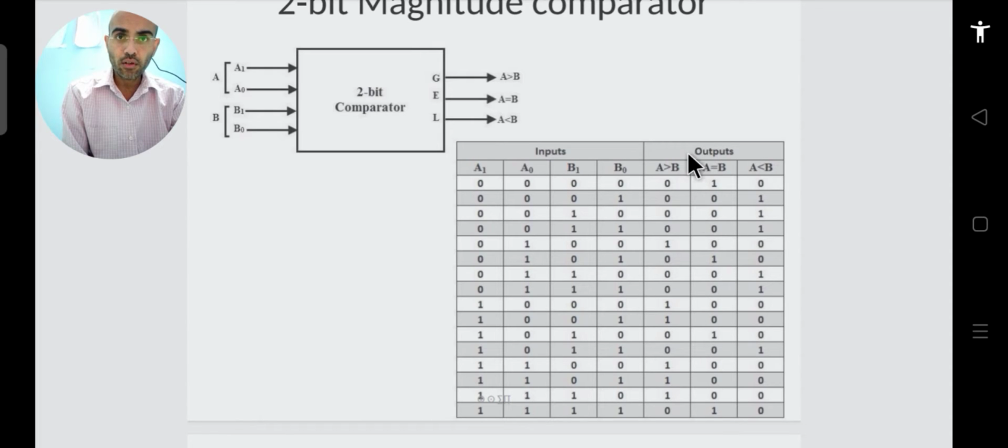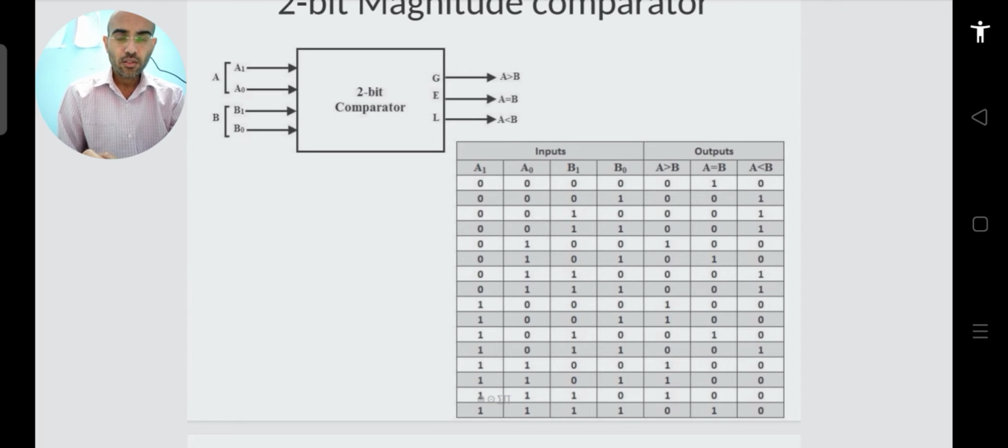So for all these 4 cases, A is equal to B. An equivalent gate will be used for this particular thing. How, we will see later. But for the other cases, let's say this case 0 0, when A1 is 0 and A0 is 0, in this case you will check the LSBs first. So in this case you see that B0 is greater than A0.